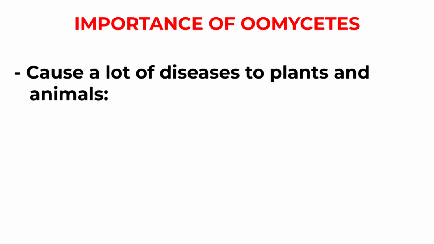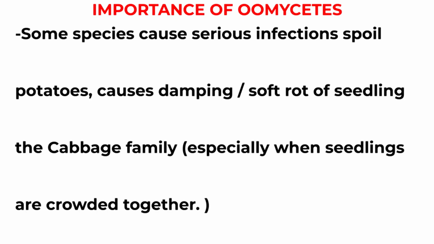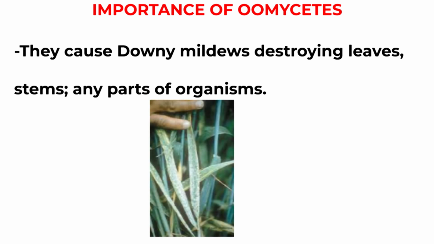Alright? Now, the Oomycetes are very, very important because they cause a lot of serious diseases and infections to plants and animals. They spoil potatoes, grapes, right? Attack aquarium fish. They cause a lot of sicknesses to seedlings of cabbage, especially when the seedlings are crowded together. They cause downy mildews, destroying leaves of wheat, attacking so many other plants.